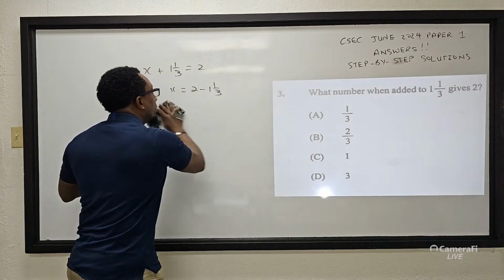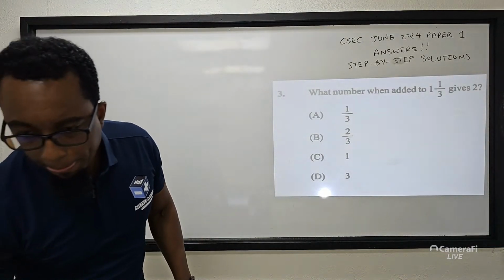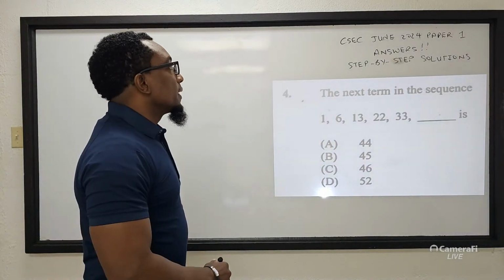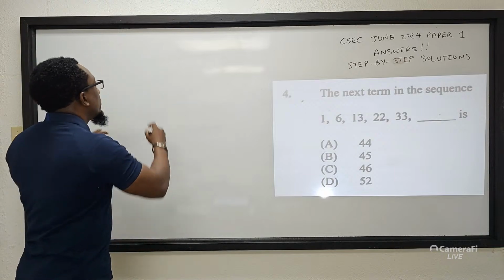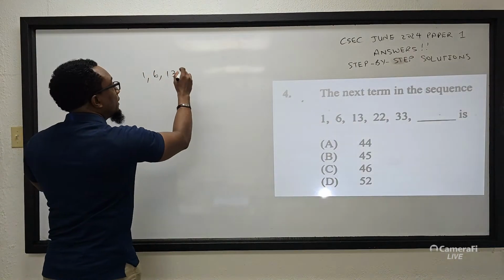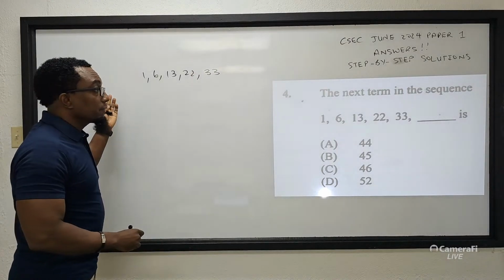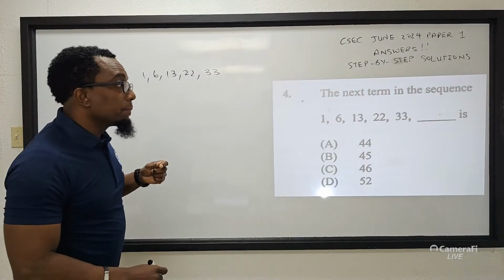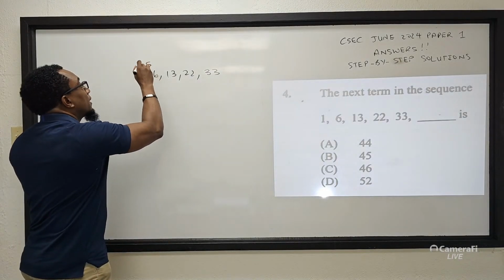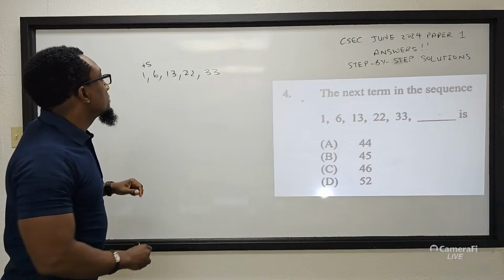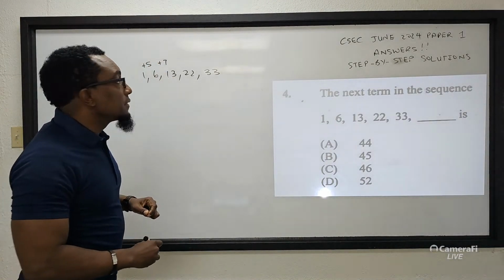So let's look at question 4. The next term in the sequence 1, 6, 13, 22, 33 is? This is of course looking at a sequence of numbers, and we're trying to recognize the pattern. Between 1 and 6, 5 plus 1 will give 6. We know that 7 plus 6 will give 13.